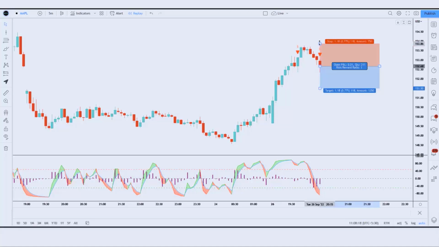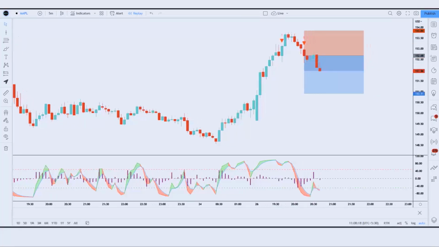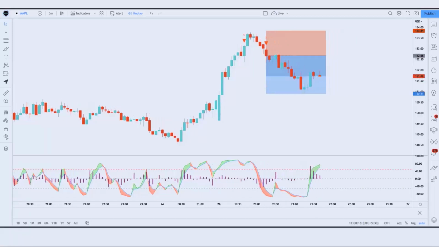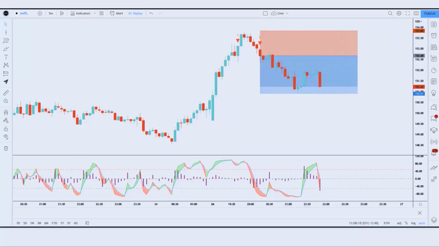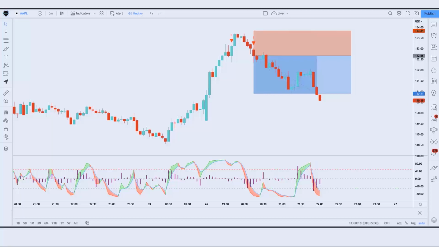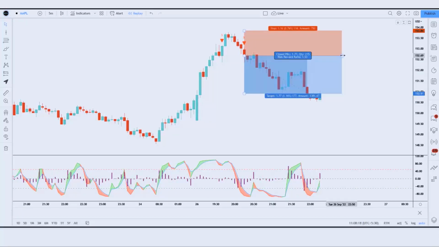Our stop loss will be placed at the high of the previous candle. And the risk to reward ratio will be 1:1.5. Let's see what happens to our trade. Our trade is running in profit. We have won the trade. Let's find the next trade.